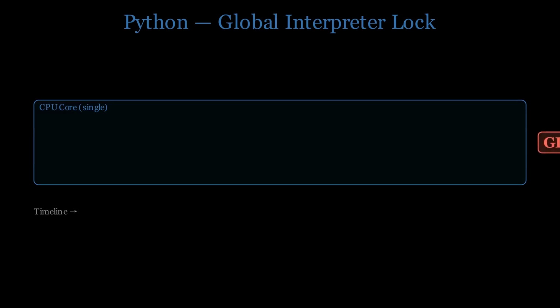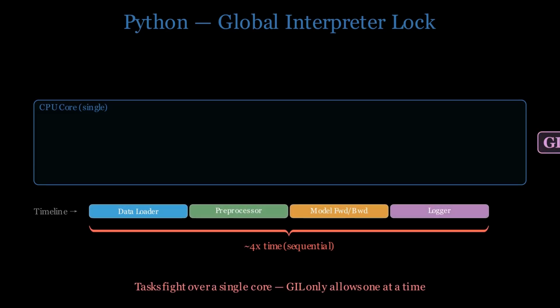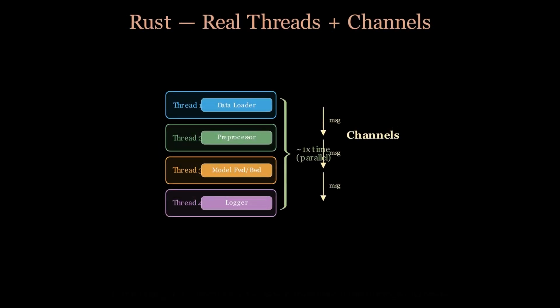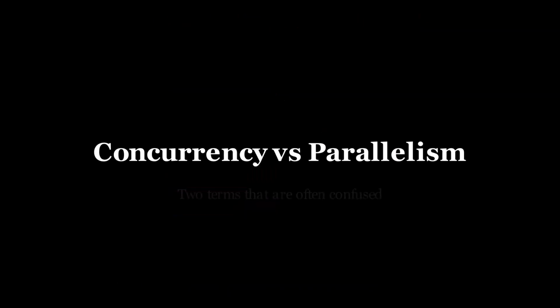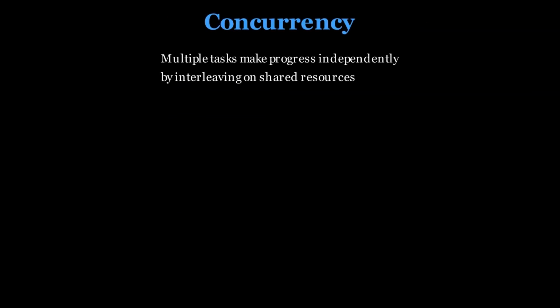In Python, with the GIL, these tasks fight over a single CPU core. In Rust, they each get their own thread, communicate safely through channels, and synchronize precisely when they need to. Before we write any code, let's be precise about two terms that are often confused.